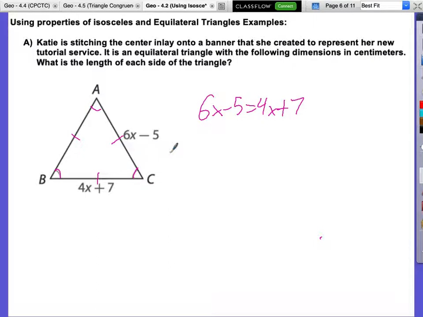The angles are 60. But we need to find the length of each side of the triangle, though. So we're not looking for angles. We're looking for sides, though. Does that make sense, Abby? William, what are you thinking?